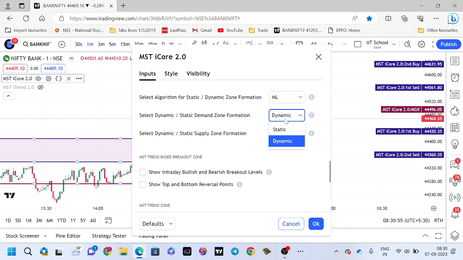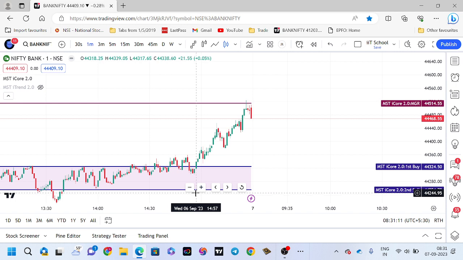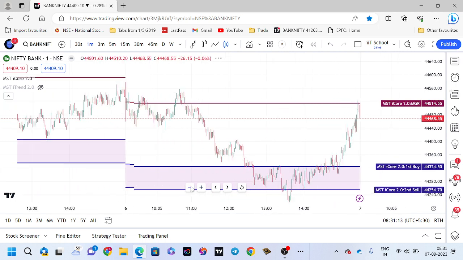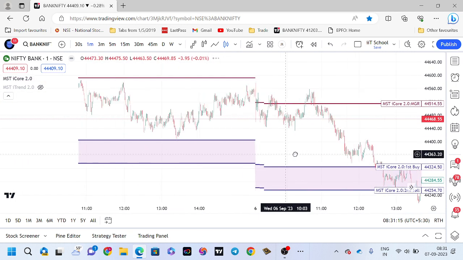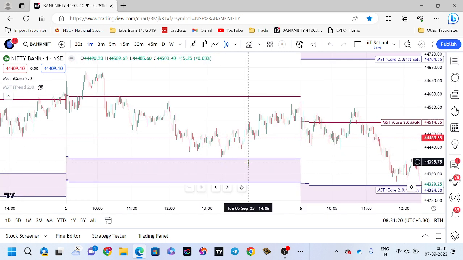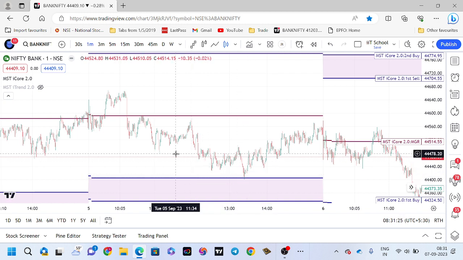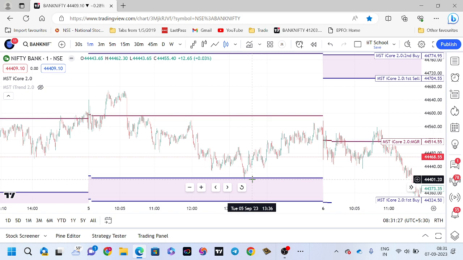If you have time, just practice it. If you don't have time, just ignore it. Don't make any changes. And there is this ML and DL also. ML is the default static method, and DL is for when the market is trending one-sided and you want to find the reversal. At that time you can use the deep learning method, so that you get the entry a little later. See here, the market has come here, and once again we got the entry here.